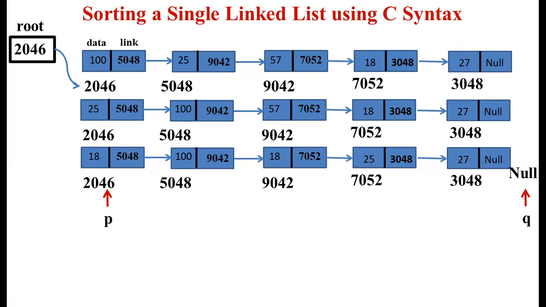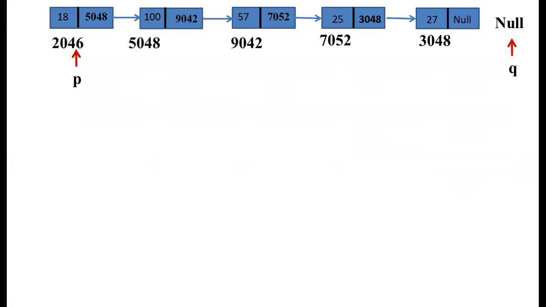Now we need to go for the second iteration. If you notice, once we complete the first iteration, the smallest value will be in the first node. So 18 is the smallest of all these, and after completion of the first iteration, 18 will come to the first node. Now whenever we start the second iteration, what we have to do? We have to increment the P value. So here P will be pointing to the second node.